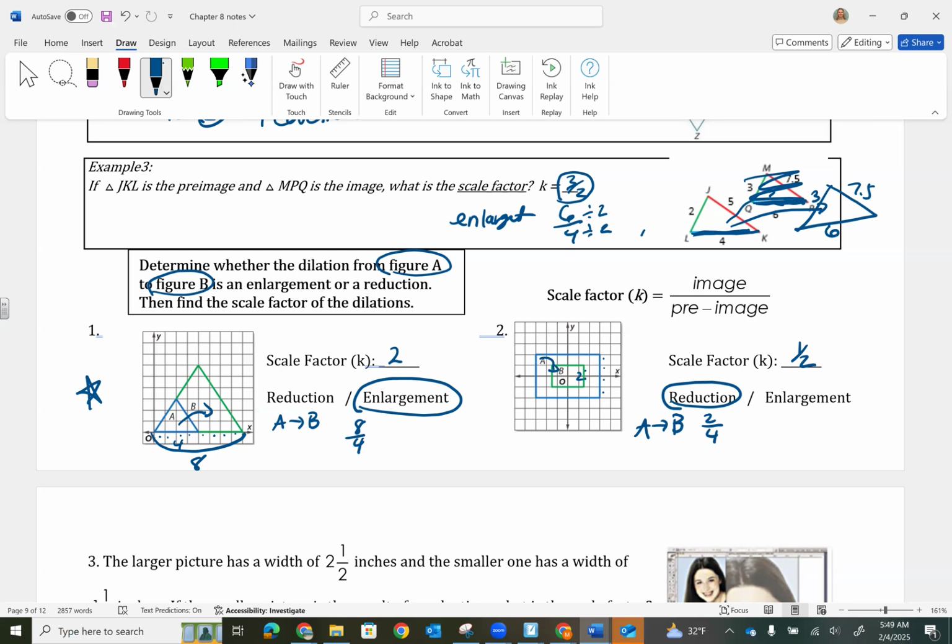Okay, so you got to figure out it's going from A to B. Well, then put B over A. And if you need to write B over A, you can. Okay, keeping track of like which way is it going. Okay, put the image over the pre-image.